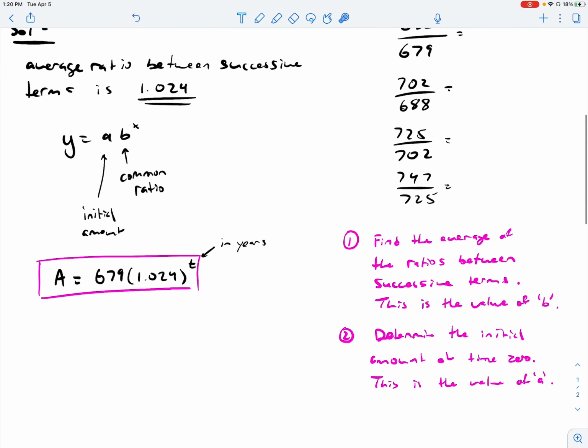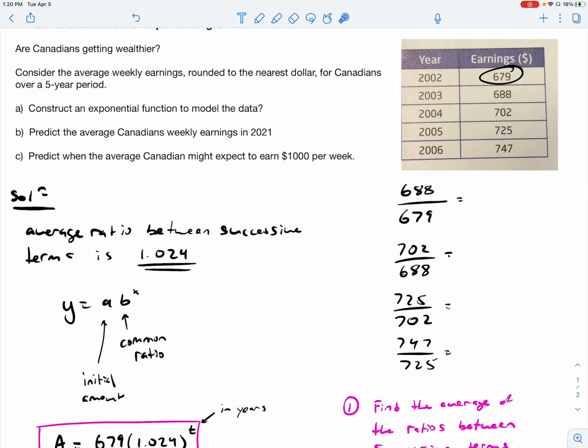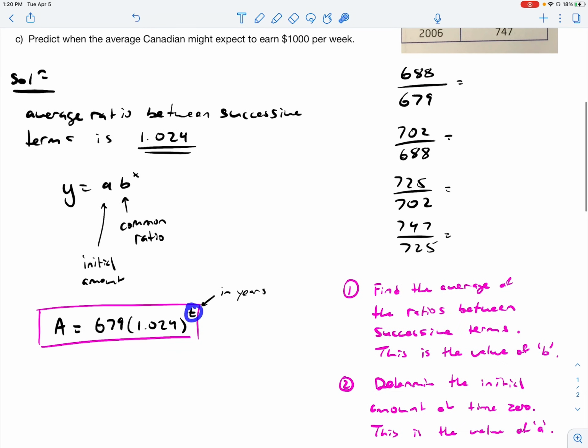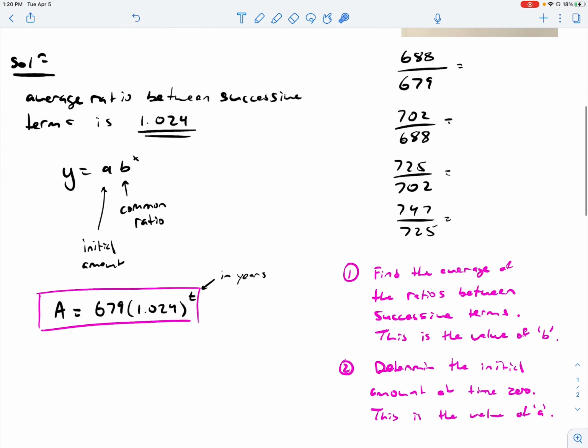So I kind of want to go over that a little bit too. Let's say in this table, instead of the years going up by 1 year at a time, they went up by every 2 years, then we would want to adjust this accordingly. So you might want to put something like t over 2, depending on the situation. Okay, so that is part A.